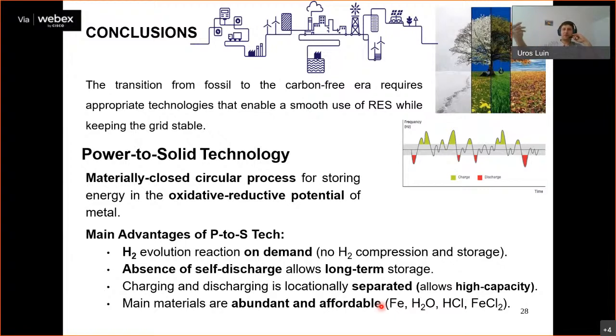So if our storage room is full, then we build another one and we double the energy capacity in a cheap way. And because you noticed and you saw that the materials used are very cheap and abundant, these are iron, water, HCl, iron chloride, this means that also energy stored in such a way will be cheap.